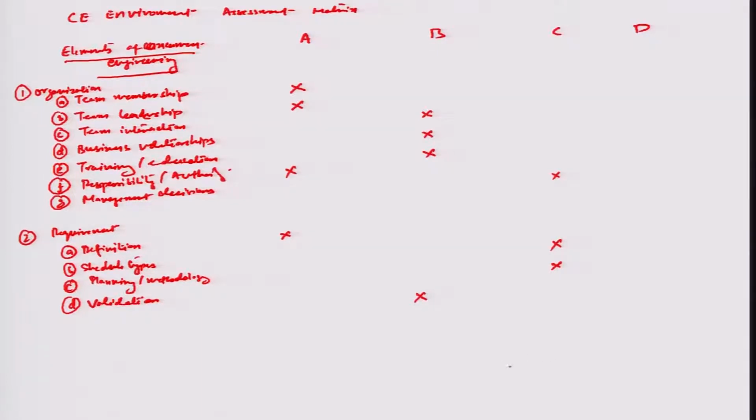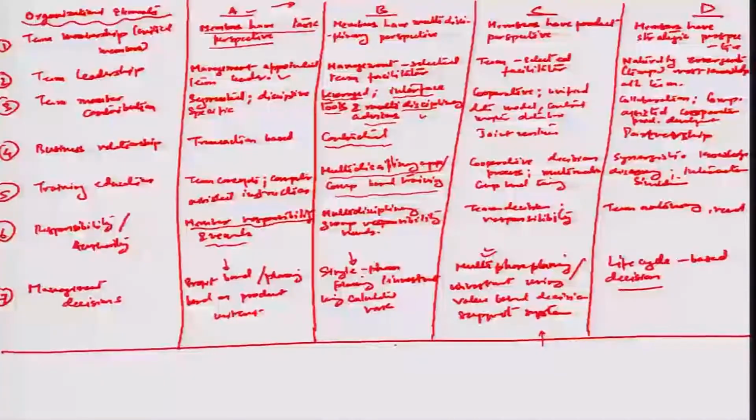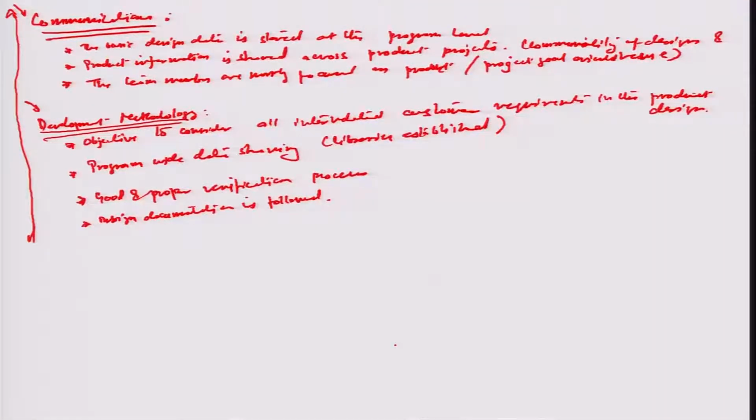Similarly, when we do the same practice for the third element, which is communications, we have a very clear cut aspect of communication here. For example, the data management accessibility would happen typically on this organizational structure that we are talking about at the program level. You can see that the basic design data is stored at the program level in the communications module of this particular concurrent engineering environment.